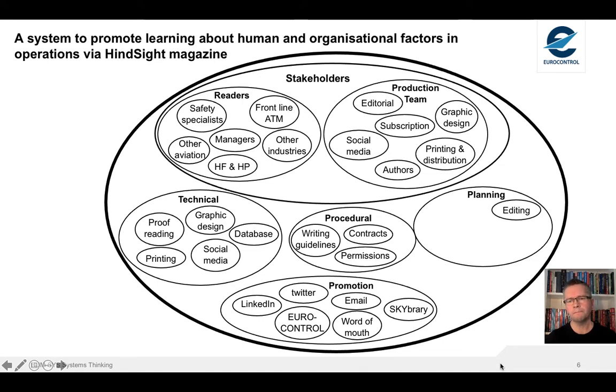There's planning required for graphic design in terms of deadlines to produce copy. Planning required for distribution and printing of the magazine. And then also for promotion, to keep some kind of regular schedule of promotion. So that's more or less where I got to with my system map for producing learning about human and organisational factors in operations via Hindsight magazine.